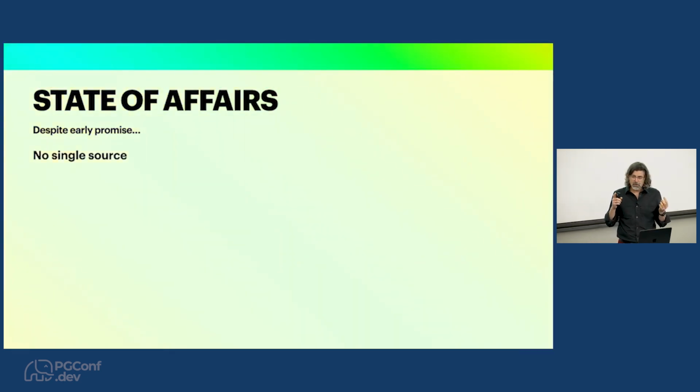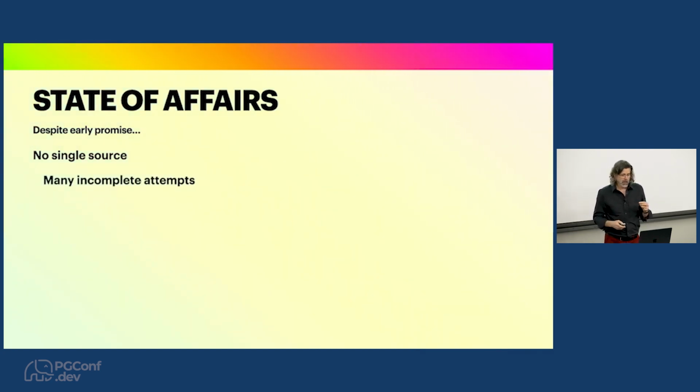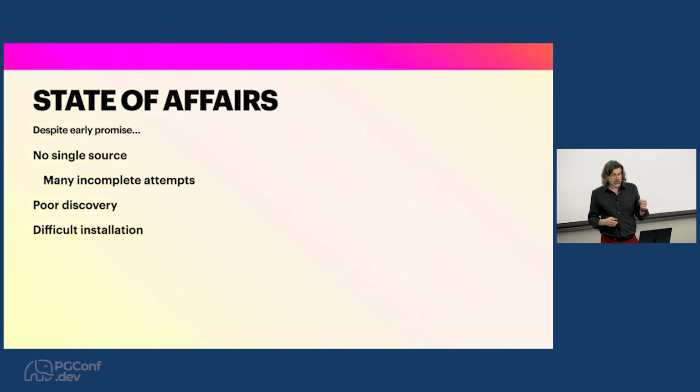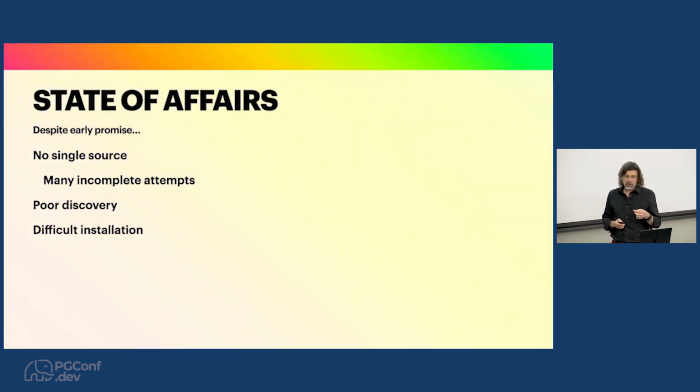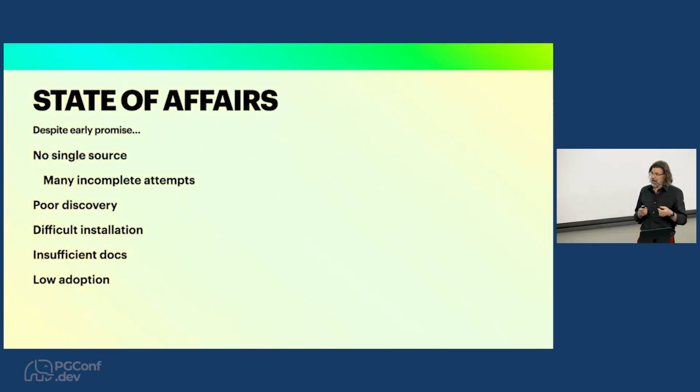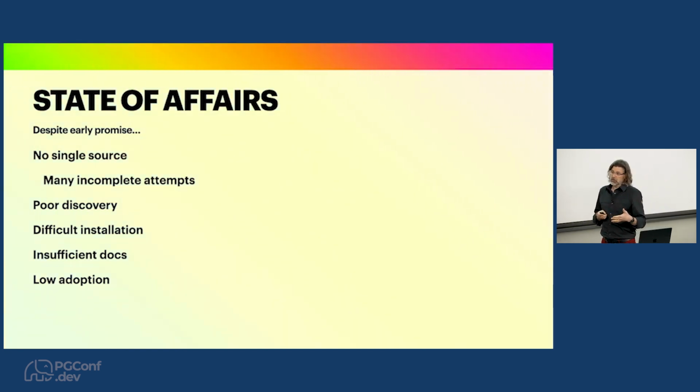So just to summarize, there's no single source to find extensions, although there are many incomplete attempts. There's poor discovery and difficult installation, especially if you're an end user who just wants to get the binary and go. There's insufficient documentation for a lot of extensions, or figuring out how to use extensions or how to build extensions, and therefore there's been relatively low adoption.